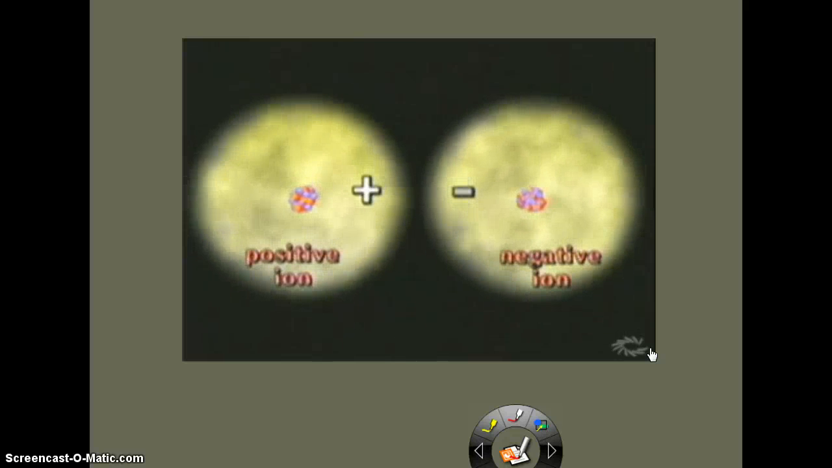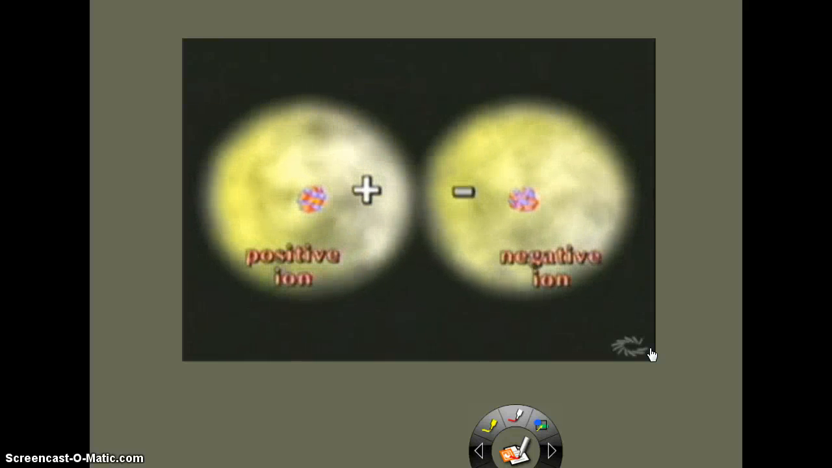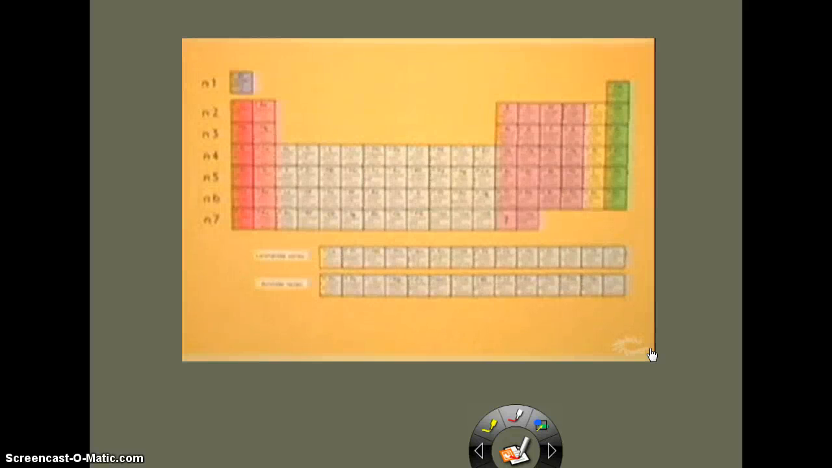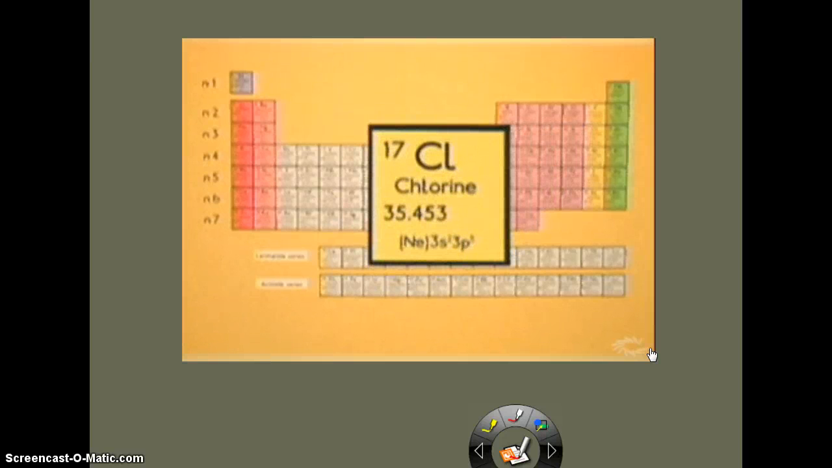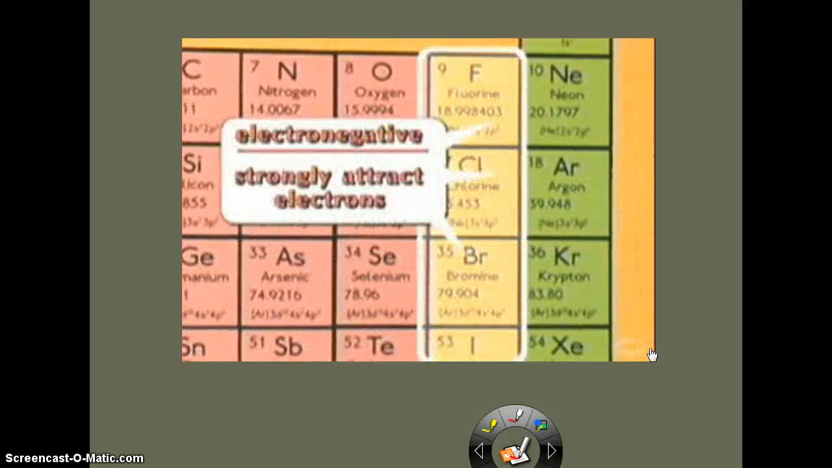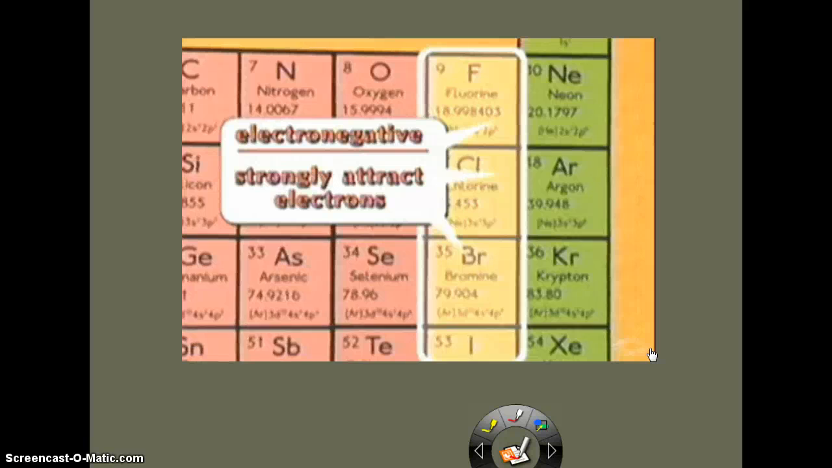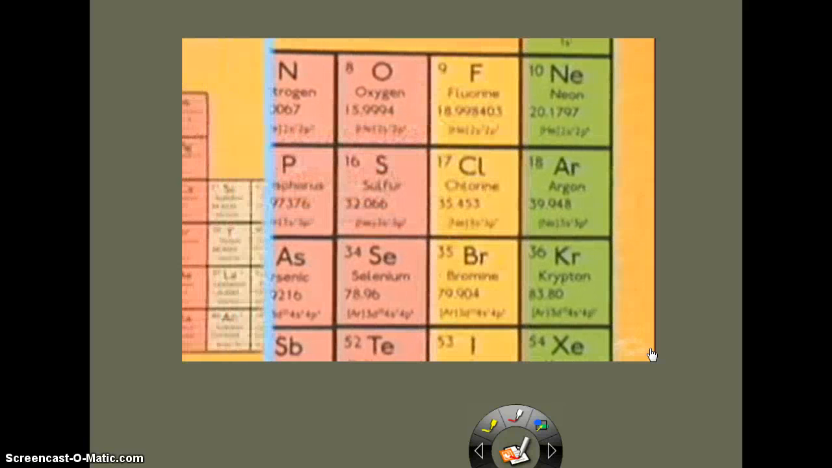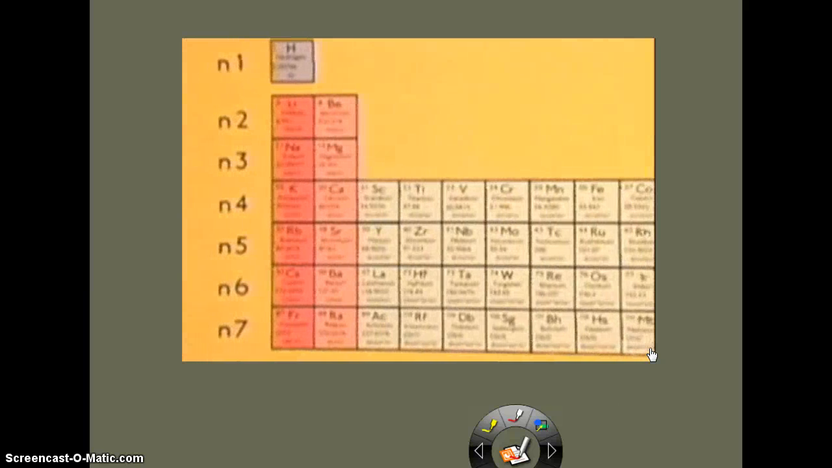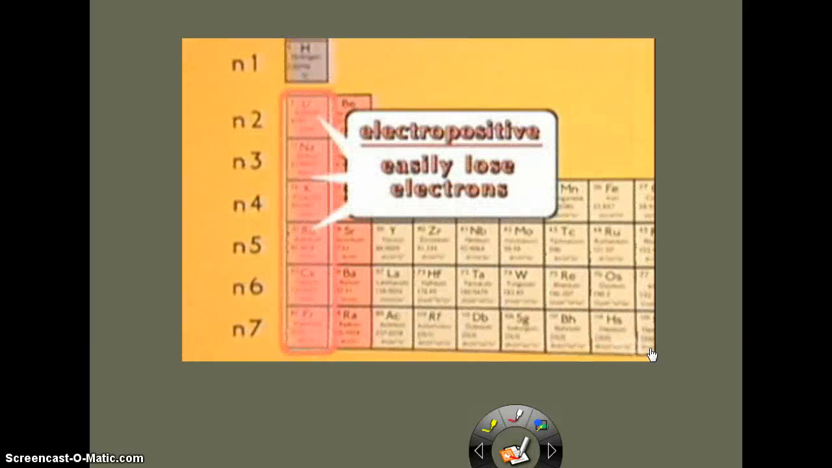These ions then attract each other because of their opposite charges. The two elements do not merge, they lose or gain electrons. The periodic table predicts when this type of bond is likely to happen. Chlorine is in group 17, and all elements in this group need one more electron to fill their valence energy level. All elements in this group strongly attract electrons. They are said to be electronegative. Sodium is in group 1, and all elements in this group have only one electron in their valence energy level. These elements are electropositive, meaning that they are more likely to lose electrons.